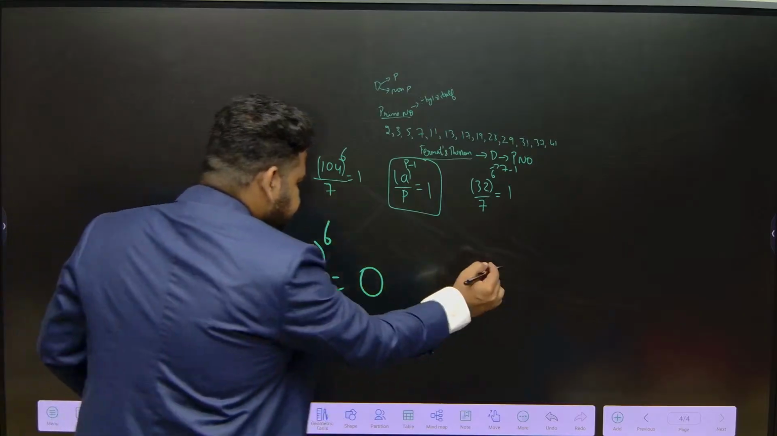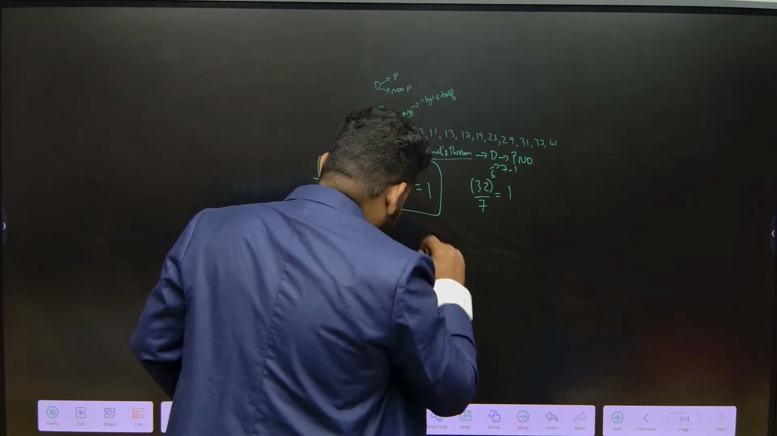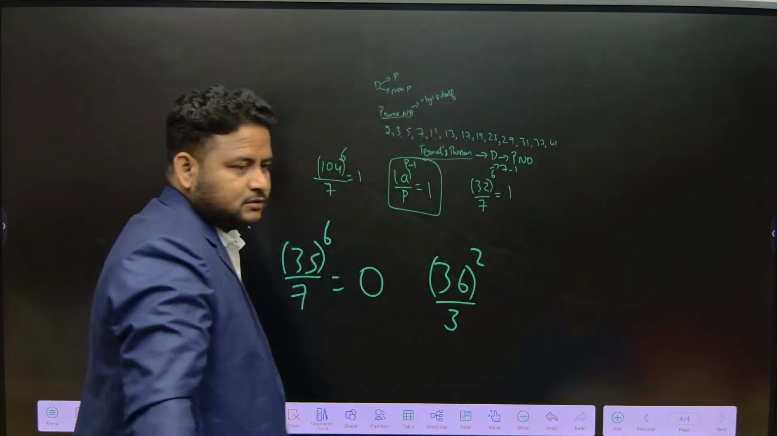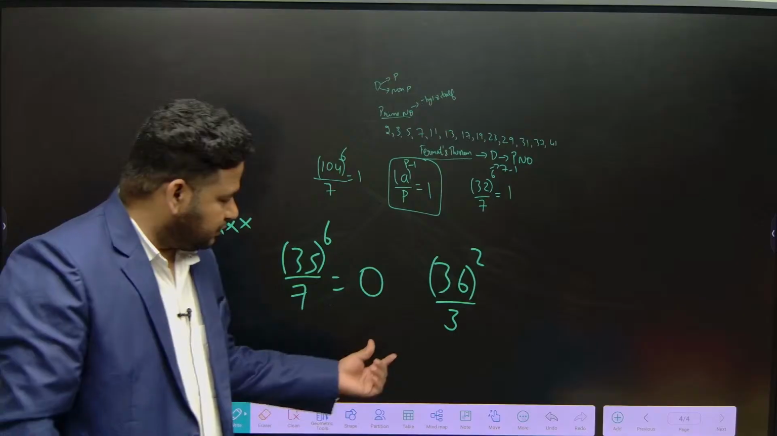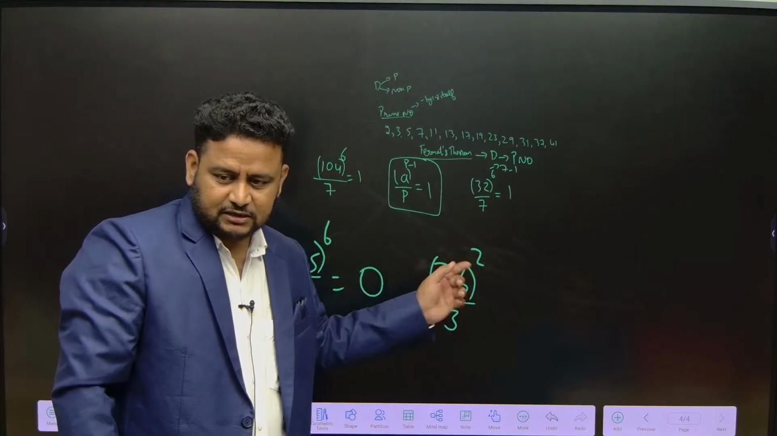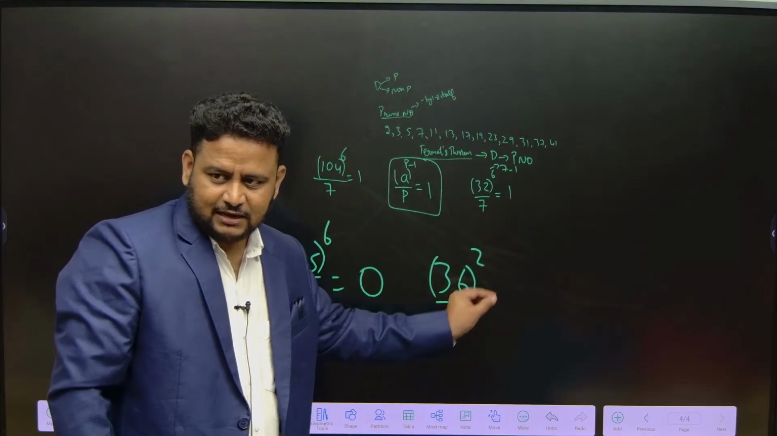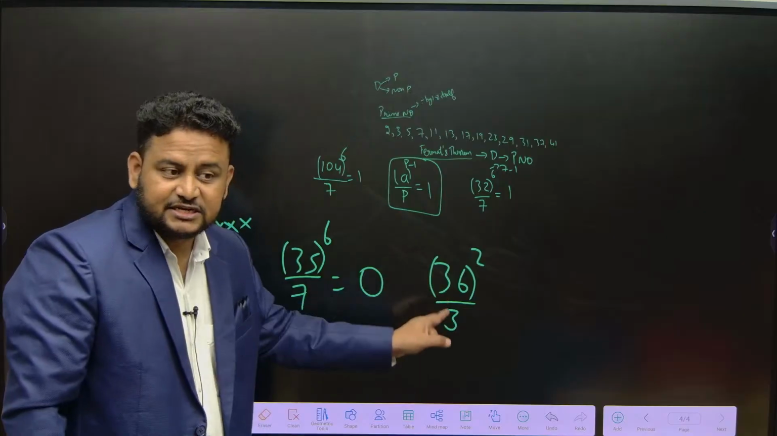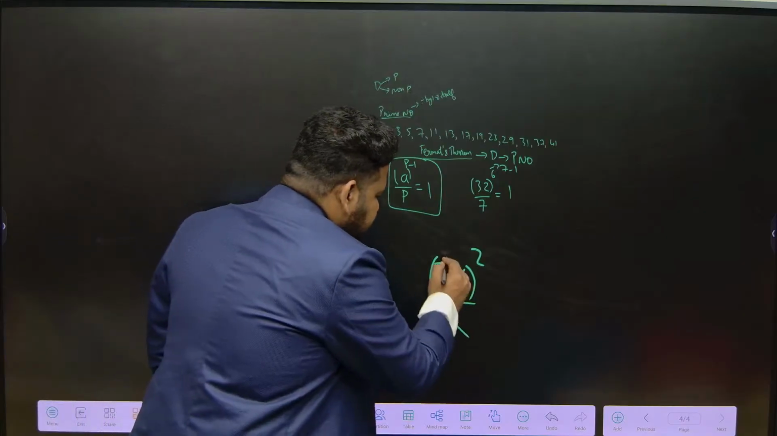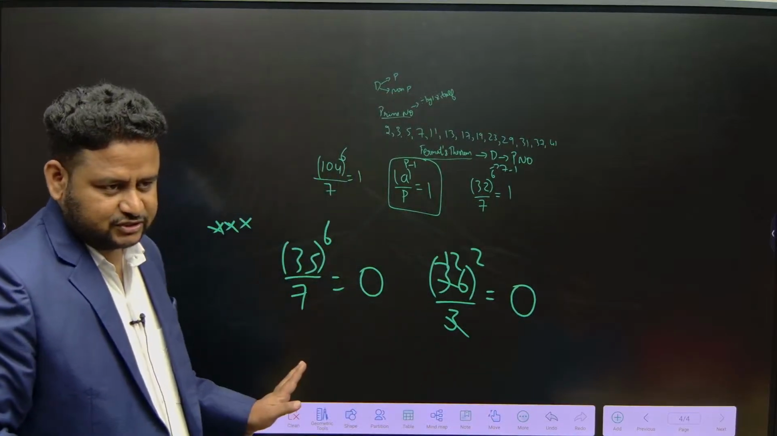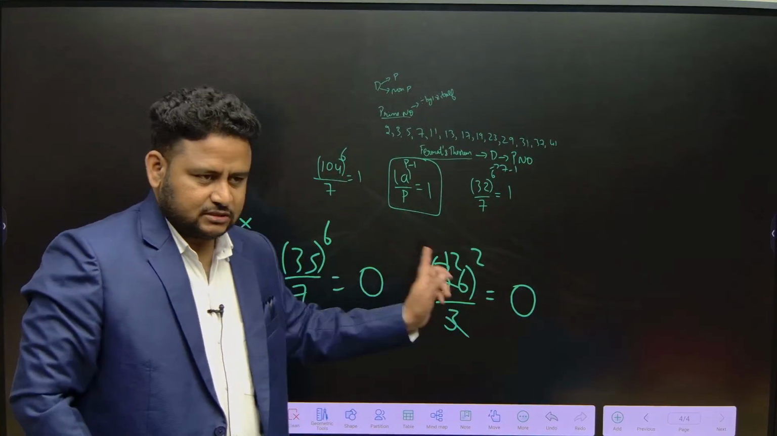Suppose I write 36 by 3 to the power of 2. Observe here, 3 is a prime number, 2 can be written as 3 minus 1. So you will think that Fermat's theorem is applicable and you will write the remainder as 1. But this 36 is divisible by 3. In such cases the remainder is 0. So please check this also once. Otherwise you have to apply Fermat's theorem.